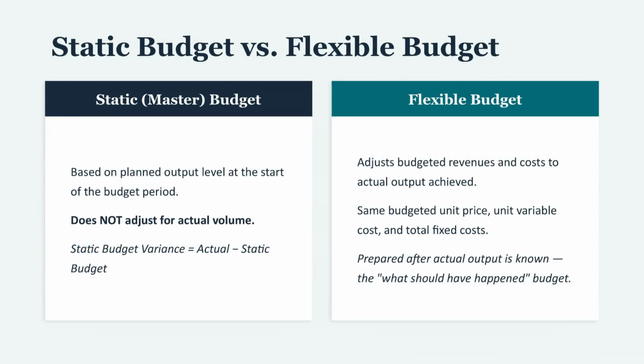Static budgets set planned figures at the start and don't adjust for actual volume, so differences become total variance. Flexible budgets adjust revenues and costs for actual output, using the same budgeted unit price, unit variable cost, and fixed costs. They reveal what should have happened.